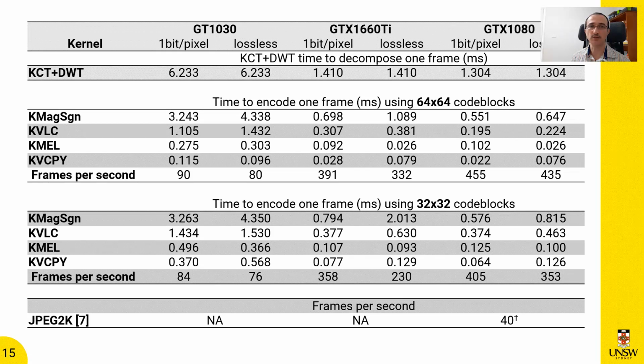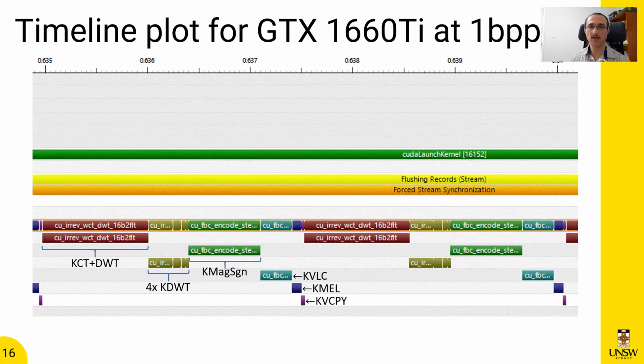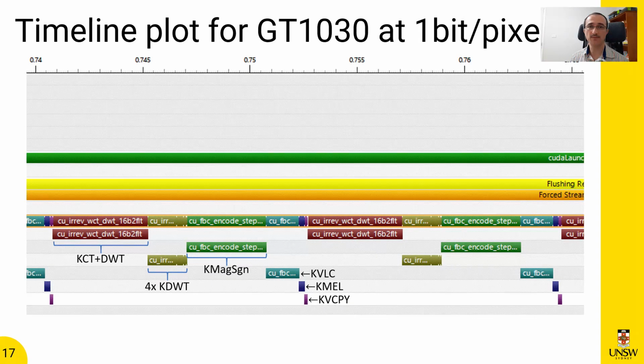We also notice that we can encode hundreds of frames per second, while for conventional JPEG2000 the number is in the tens. Next, we have some kernel timeline plots, which I will skim through. On the timeline, kernels are marked for 1 frame. At the top, we can see the time. The same is true for this timeline.